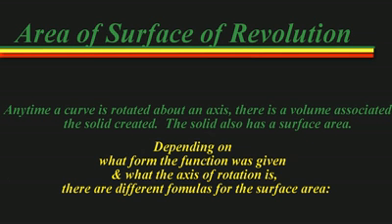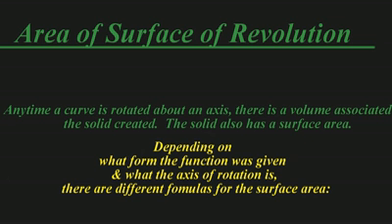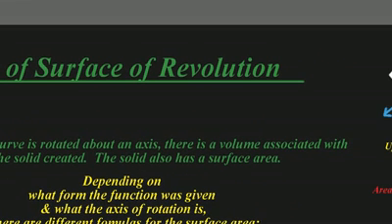Today we're going to be looking at the concept of area of surface of revolution. Anytime we take a curve or a line and rotate it about an axis, there's going to be a volume associated with that three-dimensional object that we create and also a surface area. And depending on what form the function we're given is in, and the axis of rotation, there are different formulas for the area. So let's look at what I'm talking about.